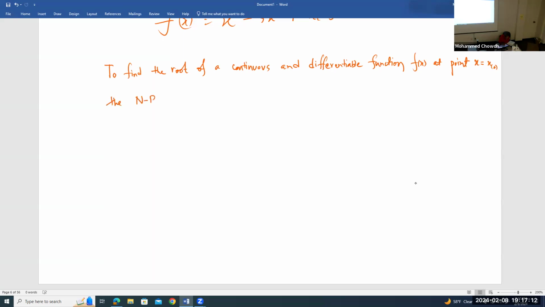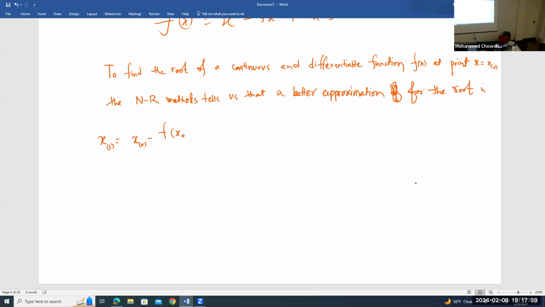The Newton-Raphson method tells us that a better approximation for the root is x1 equals x0 minus f of x0 over f prime of x0.